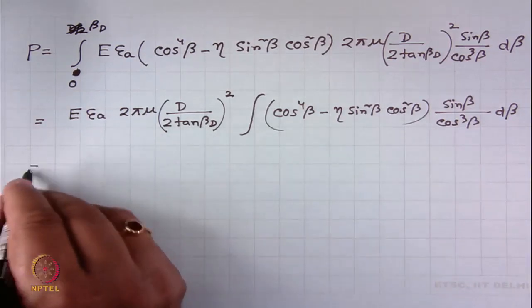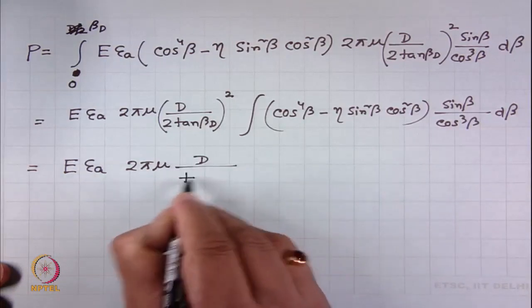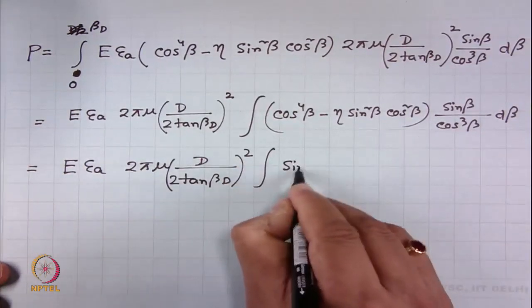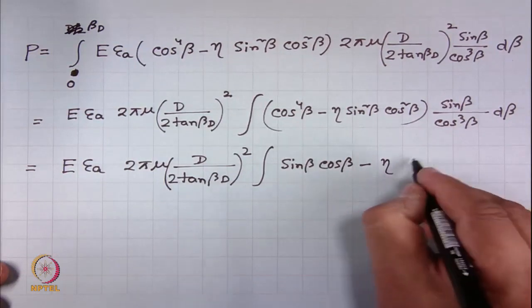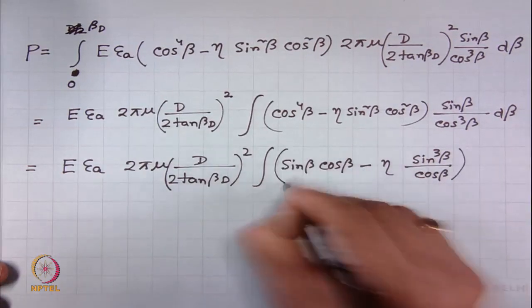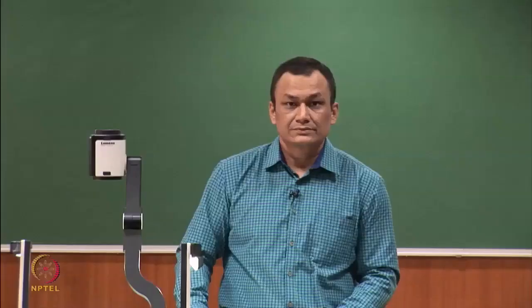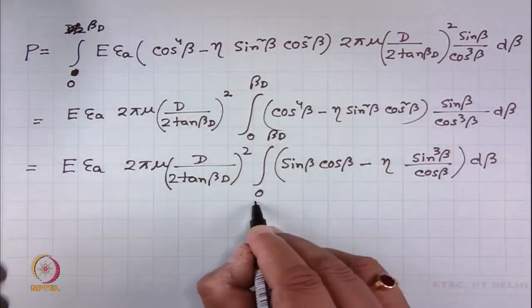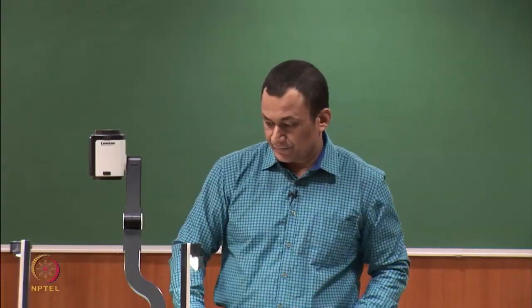So, epsilon A by 2 pi mu squared integration sin beta cos beta minus eta sin cube beta by cos beta into d beta. Right. This limit is 0 to beta d. So, we have to solve this integral. So, there are two indefinite integrals. Let us solve them.